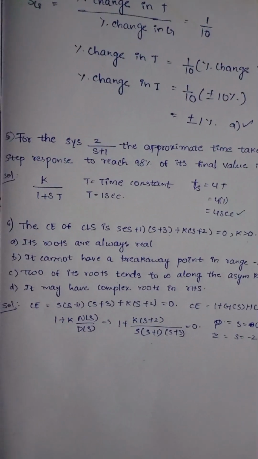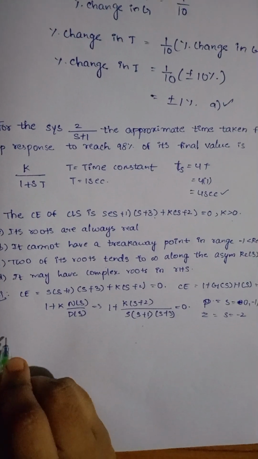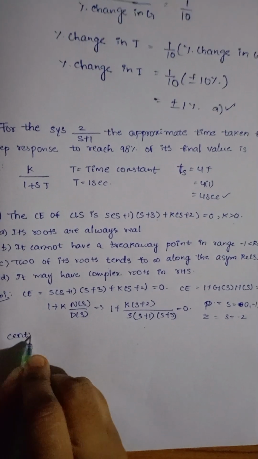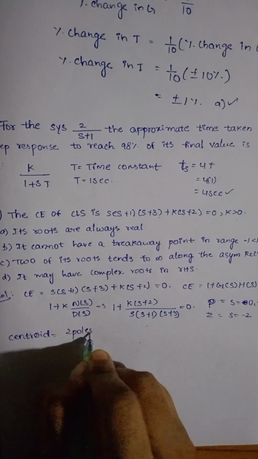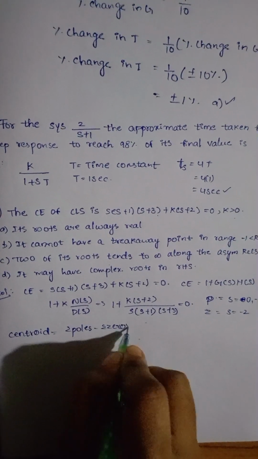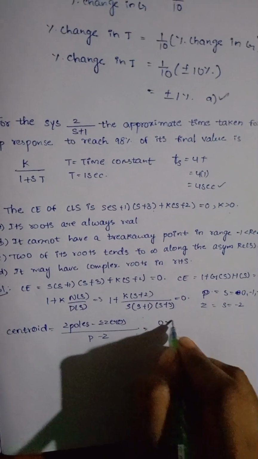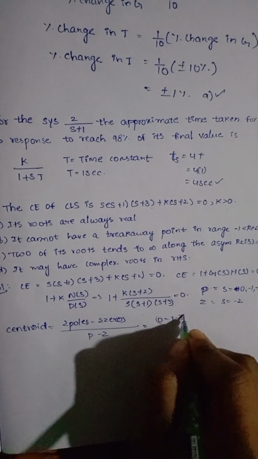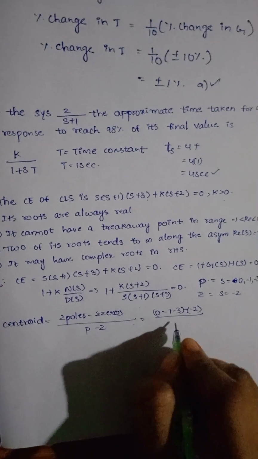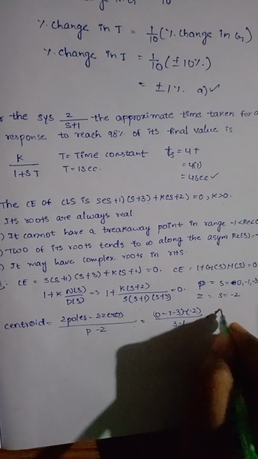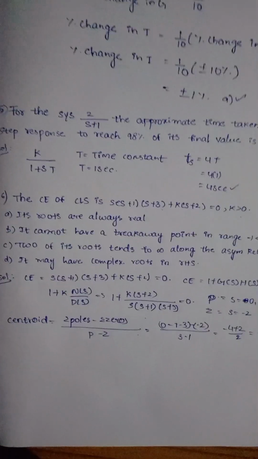Now let's calculate the centroid. Centroid is equal to the sum of poles minus the sum of zeros, divided by P minus Z, which is (0 − 1 − 3 − (−2))/(3 − 1) = (−4 + 2)/2 = minus 1.